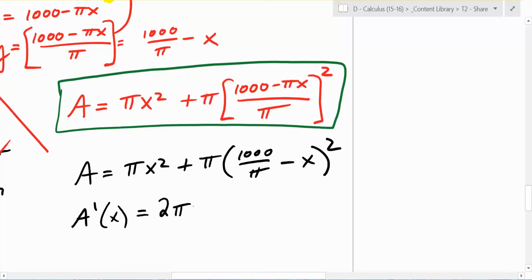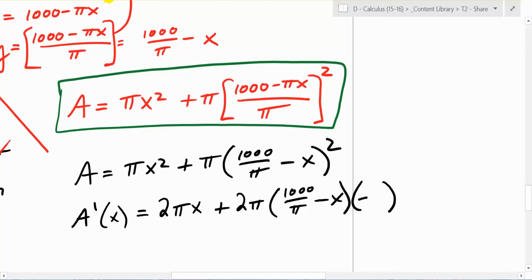2 pi what? Plus, what do you drop to the front first on this one? You drop the 2, so it's 2 pi times 1000 over pi minus x to the what power? 1 to the first. But then what do you multiply by? Nope. Negative 1. Because what? It's a lot easier to see now, right?